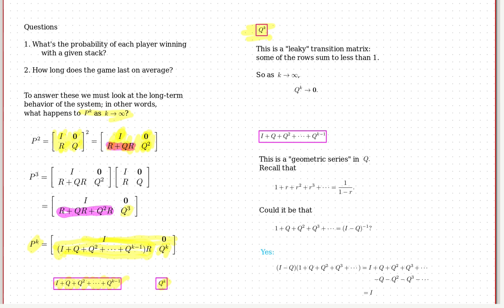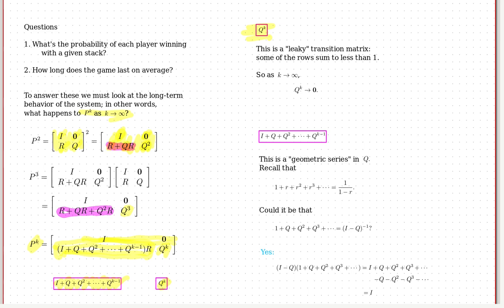The key observation is that q is a kind of leaky transition matrix, right? It is a transition matrix in that it represents the transition probabilities from non-absorbing states to other non-absorbing states. But it's leaky in the sense that sometimes a transition occurs not to another non-absorbing state, but to an absorbing state. And those probabilities are not represented in Q, right?